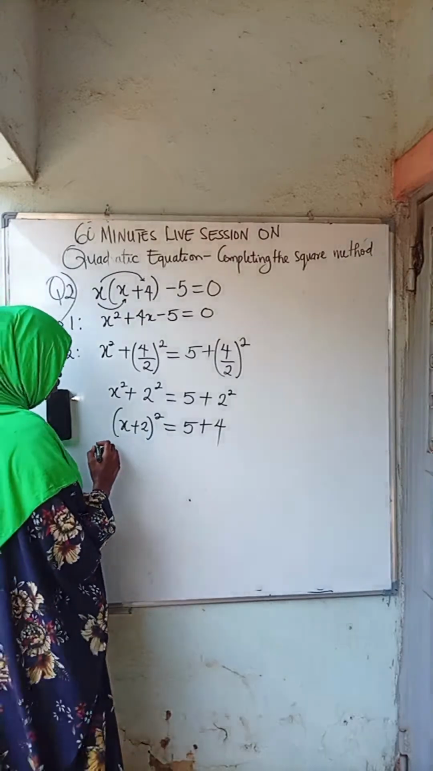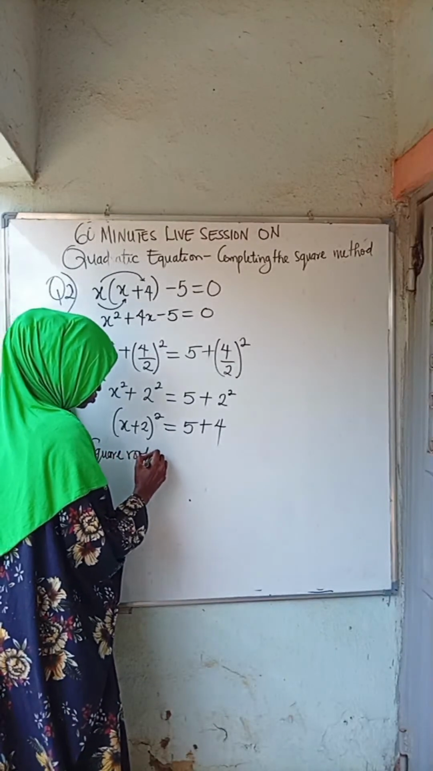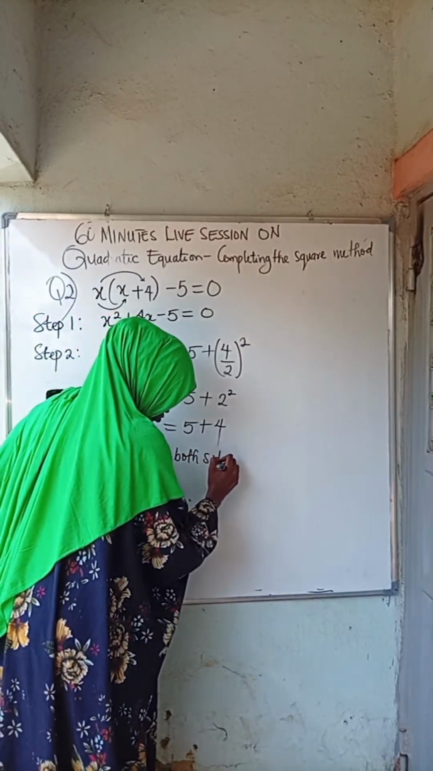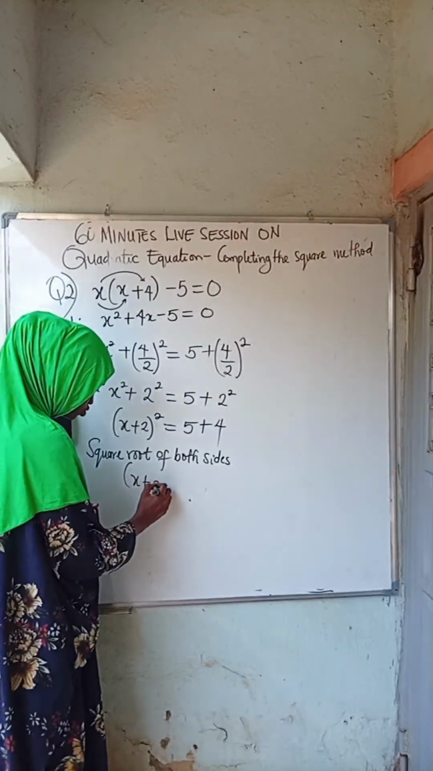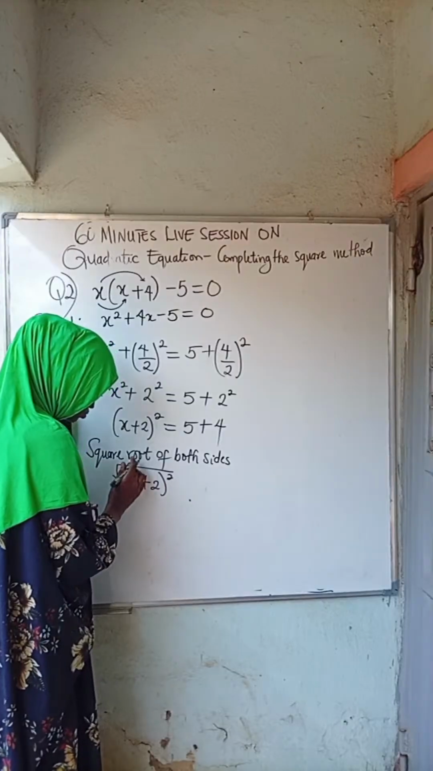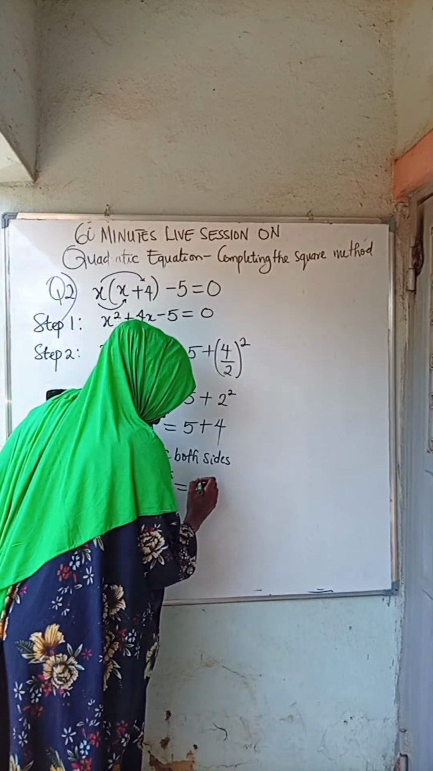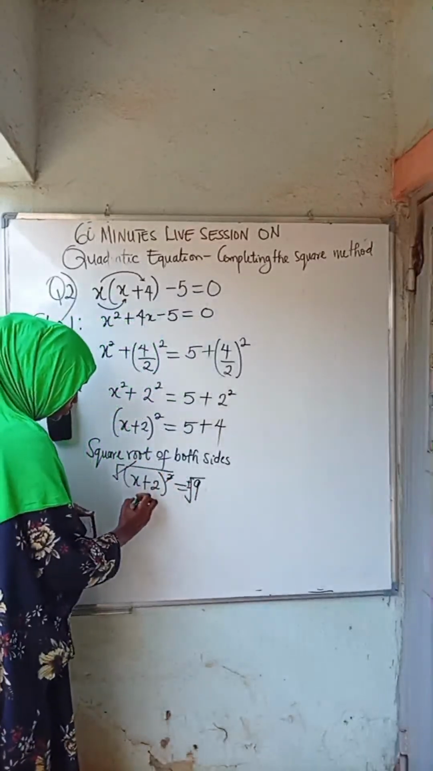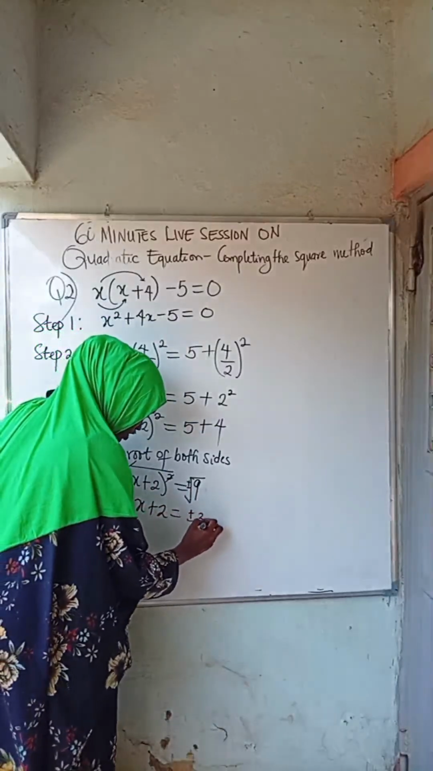At this point, we are going to take the square root of both sides. So x plus 2 whole square on the left, and on the right, 5 plus 4 gives us 9. We also take the square root. The square cancels the square root symbol.